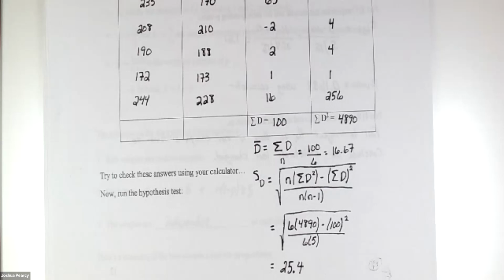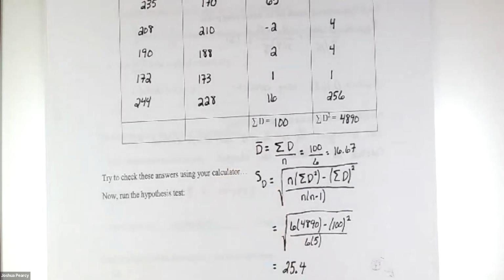Last semester, I put this on an exam, but I did not make them do this. I gave them what the sum of the D's and the sum of the D squareds were. So you had everything you needed to find SD and D bar and then run the hypothesis test. Then, using that information that we have, you can run the hypothesis test.